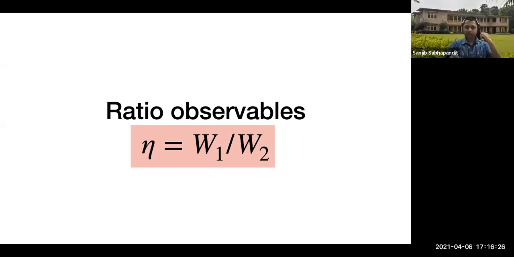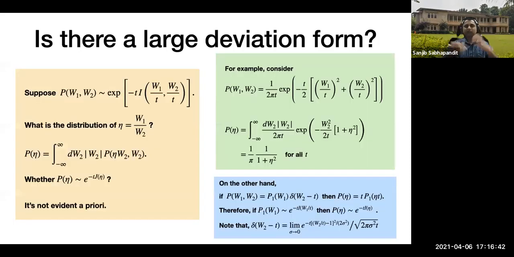So let me just talk about this briefly. This is the fluctuation of a ratio observable, which is basically the ratio of two extensive quantities. Each of these quantities follows a large deviation principle, and you are looking at this ratio. So is there a large deviation form for this kind of quantity? What I mean is that P of W1 and W2 follow some kind of large deviation principle, and you are looking at this ratio. Given this joint distribution of W1 and W2, of course, you can write down P of eta. And the question is whether it has this kind of form.